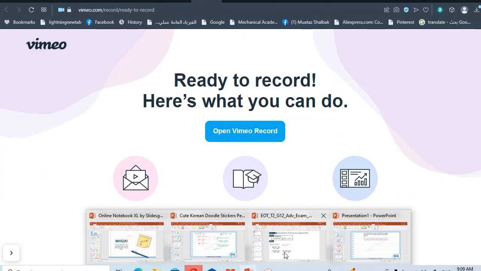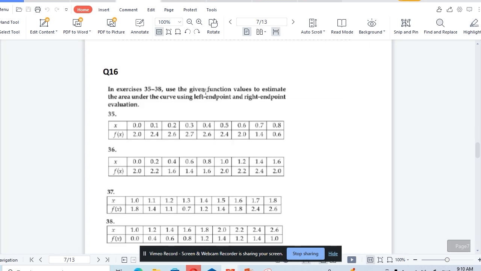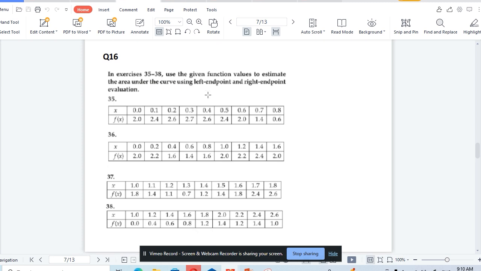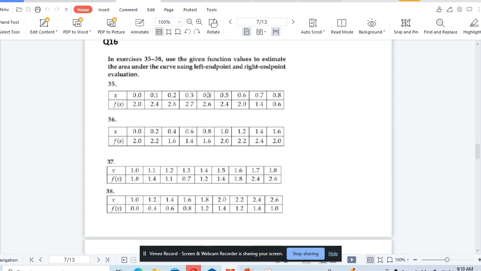Hello again. So in this video, inshallah, we'll talk about topic or part 16, which is estimating the area under the curve on a given interval using rectangles. Here we have the questions from 35 until 38. We have a table, as you can see, with the values of x and the values of f of x or y.